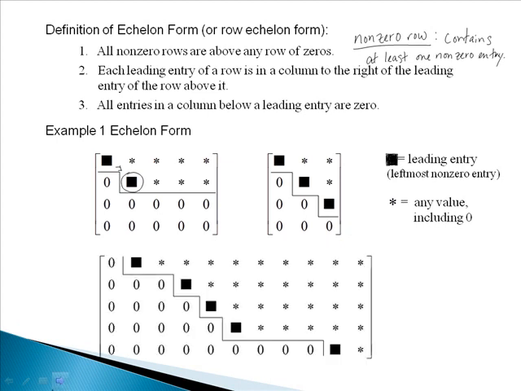This is another example of echelon form. You'll notice that our first column has all zeros, and that's okay. The leading entry then in that first row is the first non-zero entry, or the leftmost non-zero entry, so that we've got our box here. But this is also in echelon form.